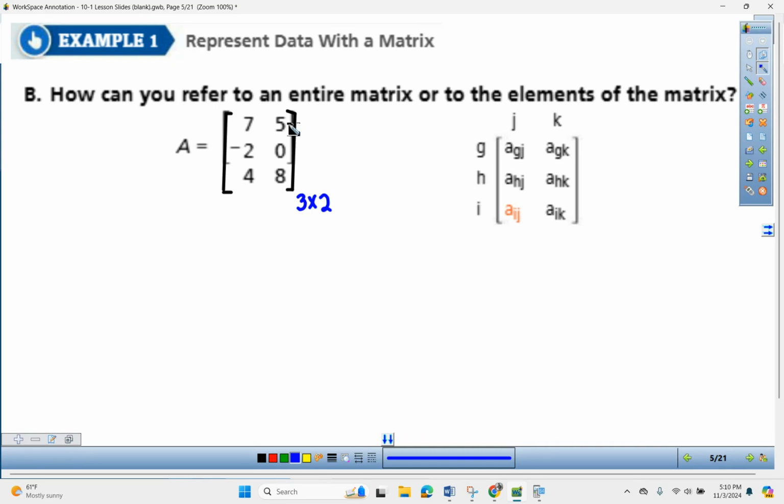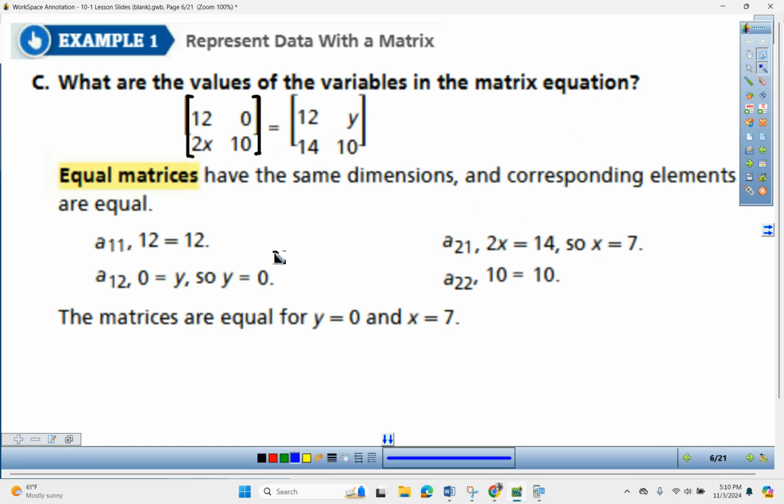But the point here is that we can talk about the entire matrix, but we also can communicate about the elements inside by using these little subscripts. Okay. Part C says equal matrices. All right. What can we know about equal matrices? What are the values of the matrices in the matrix equation? Well, it says equal matrices have the same dimensions and corresponding elements are equal. So what does that mean?